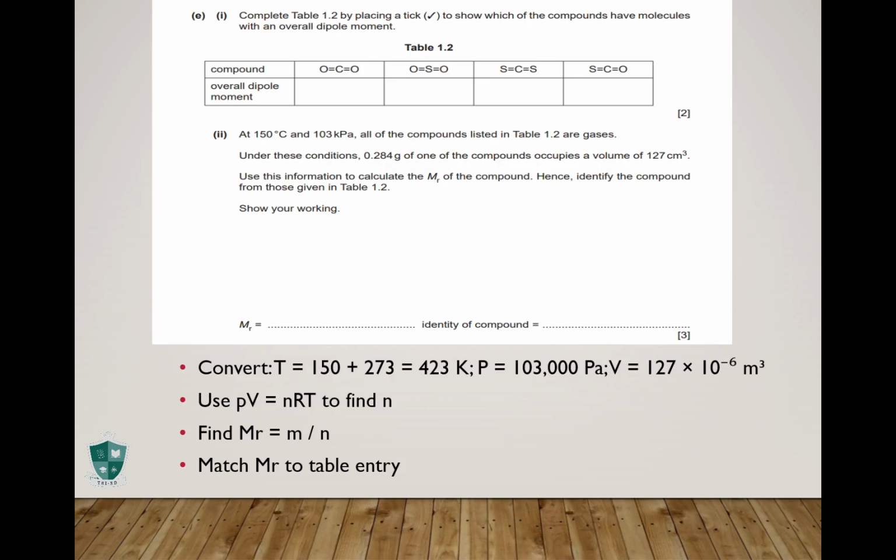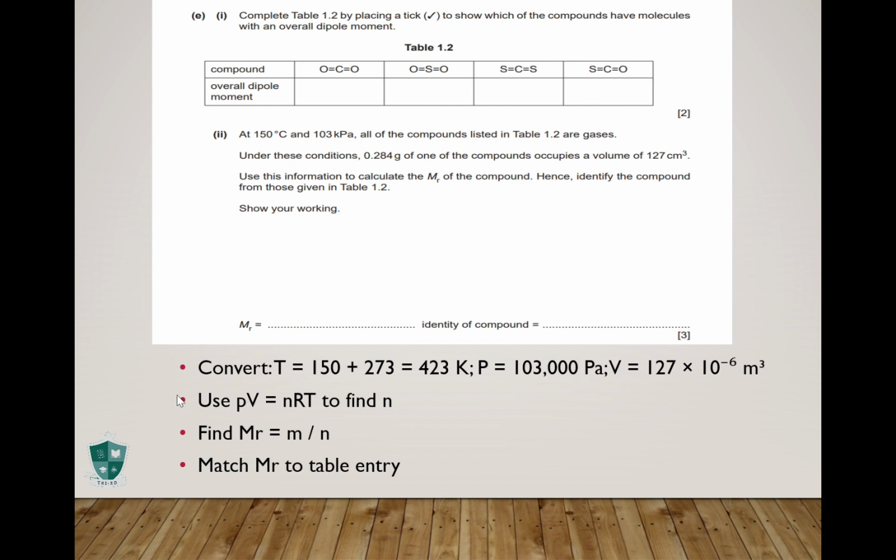So how do you solve this question? This question is from a past paper. The first thing you need to look at is the units, and the question that you're being asked. They're saying, use this information to calculate the molecular mass of the compound. Hence, identify the compound from those given in table 1.2. So you need to refer to the content of the previous question in order to fully solve this one.